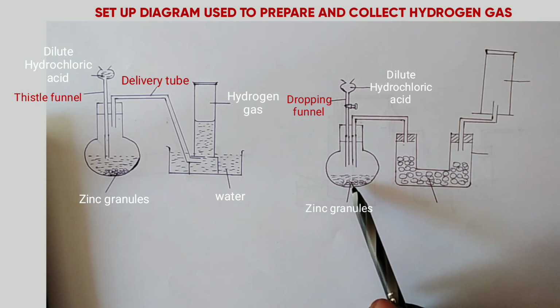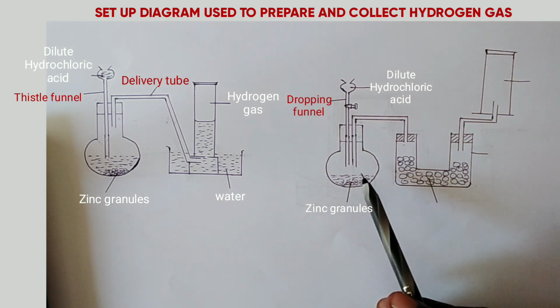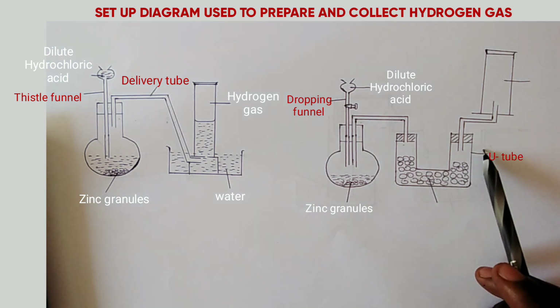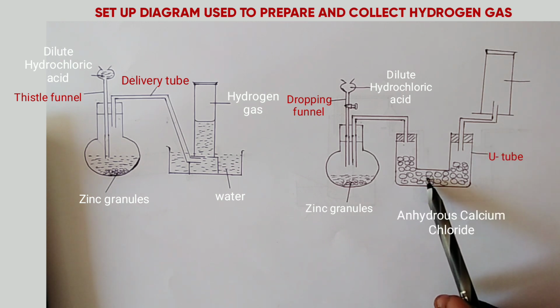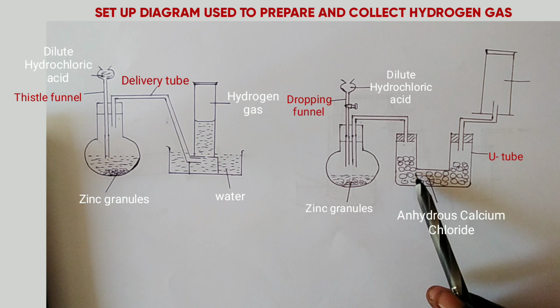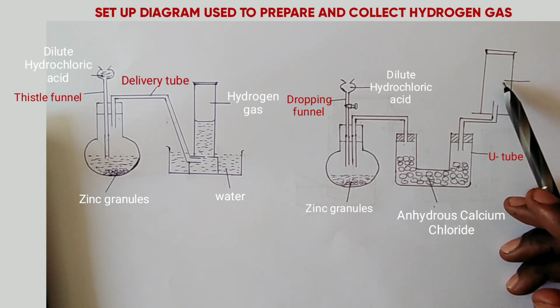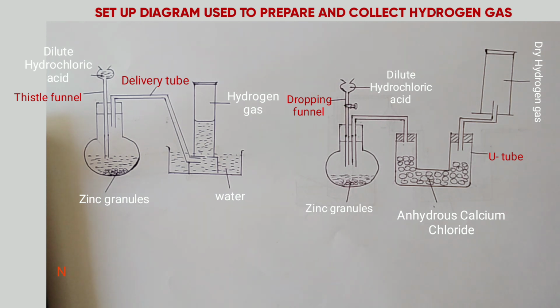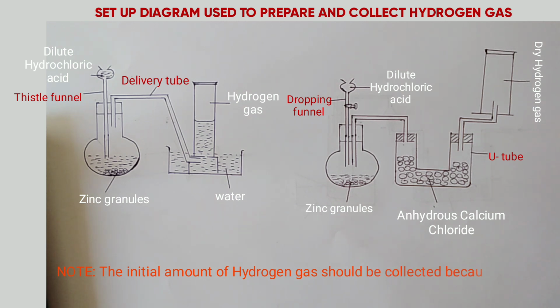So you have here the gas produced. It is passed through either concentrated sulfuric acid or anhydrous calcium chloride. If it is in a U-tube, like in this case here, it is anhydrous calcium chloride. After drying, the gas is collected by upward delivery because it is less dense than air. Note that in both cases, the initial amount of gas should not be collected because it is impure, that is, it is mixed with air originally in the flask.